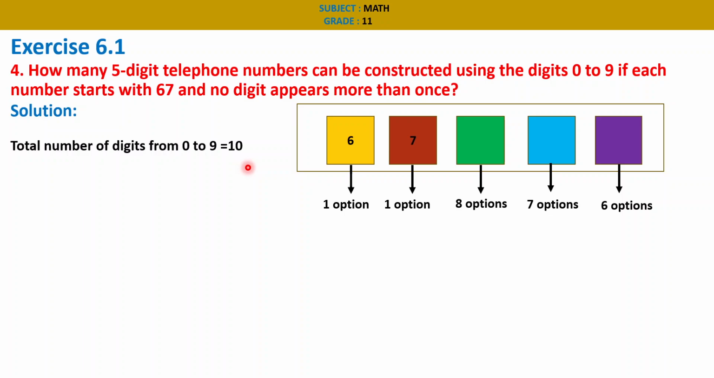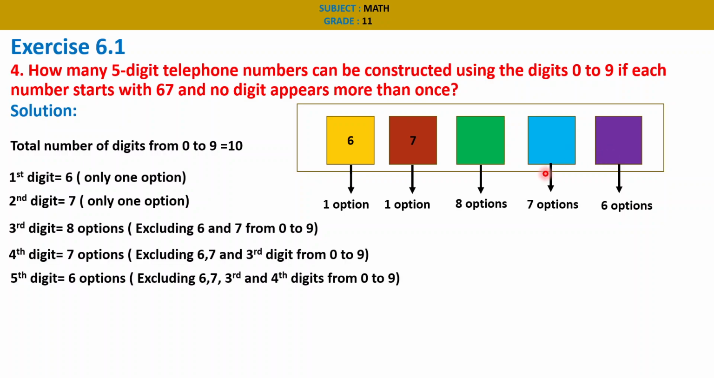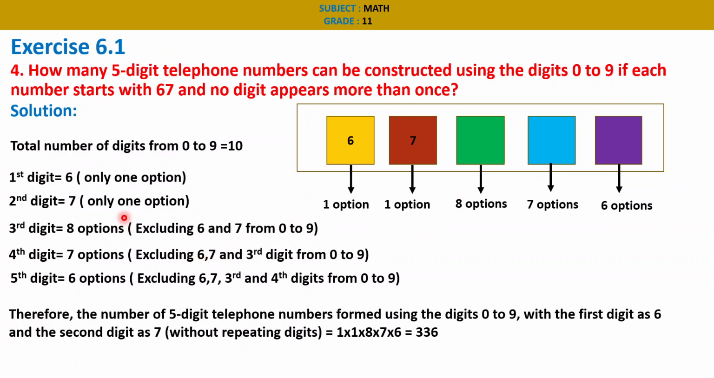So from the 10 digits, 8 options remain for the third digit, 7 options for the fourth digit, and 6 options for the fifth digit. Therefore, the first digit has only one option, that is 6. The second digit has only one option, that is 7. For the third digit we have 8 options, excluding 6 and 7 from 0 to 9. For the fourth digit we have 7 options, excluding all 3 used digits. For the fifth we have 6 options, excluding all 4 used digits.